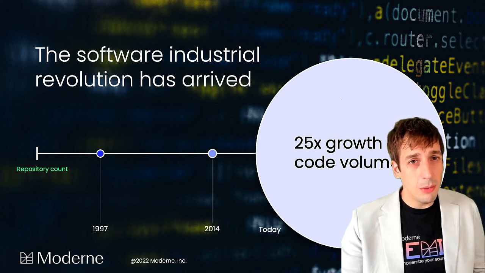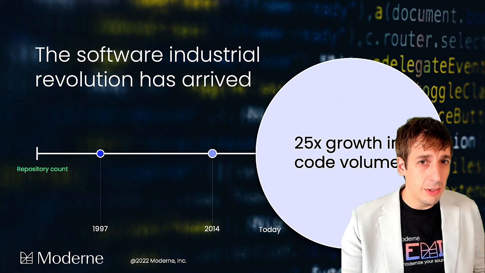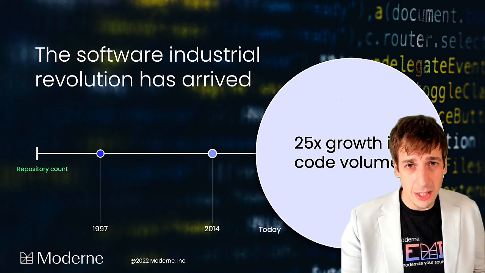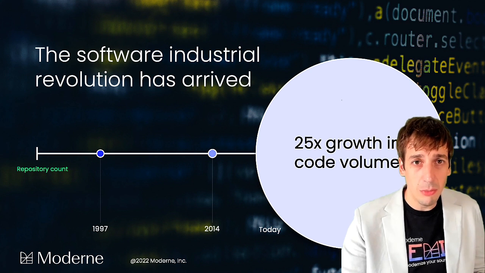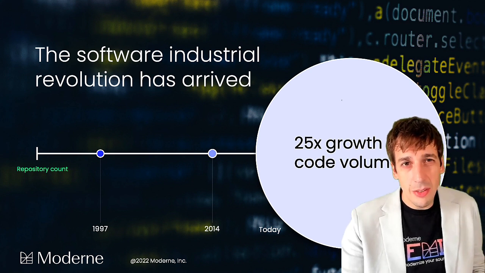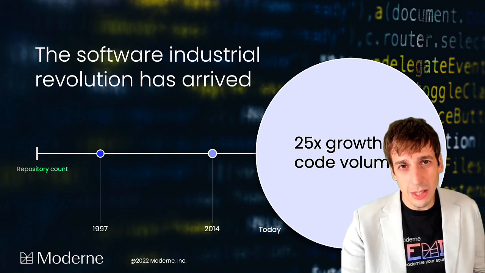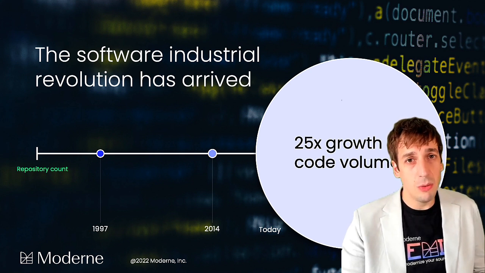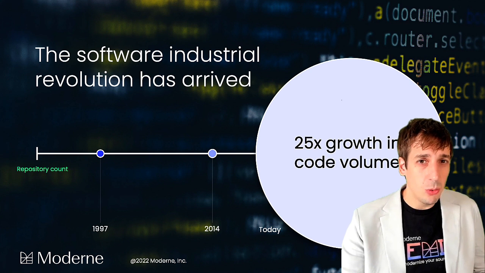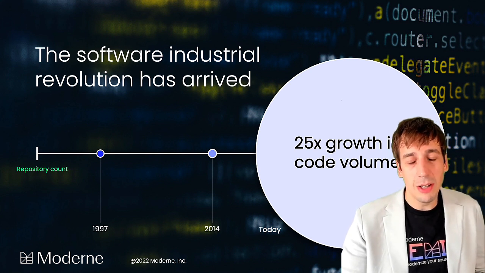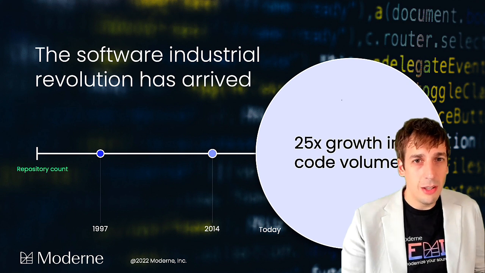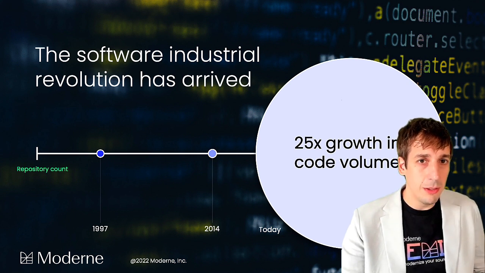At one company we work with, today there are about 70 engineers, and if you rewind back to 2014, there were 70 engineers then too. The difference is in 2014 they had 40 source code repositories. Today they have over 900. So with roughly the same team size, there's 25 times the amount of software under management.